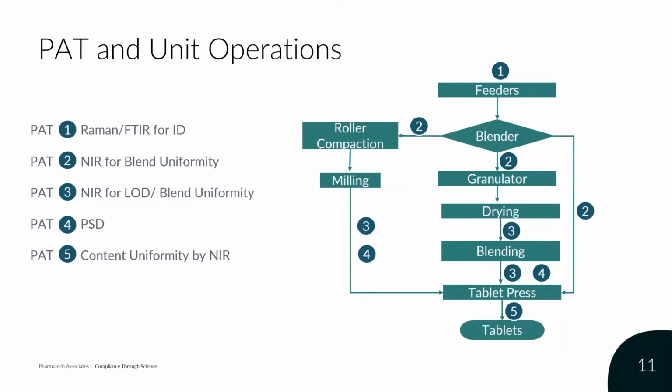So the PAT tools that I'm describing here can be inline tools, which is a probe that is placed in a specific point in the manufacturing equipment that continually monitors and gives you process results in real time. You can have them online where a portion of the batch is segregated and then tested very near to where the manufacturing is occurring. Or it could be at line or offline where samples are taken and sent to the lab.